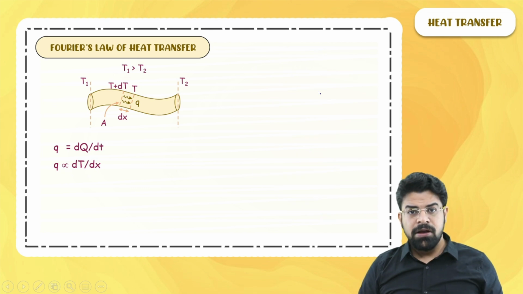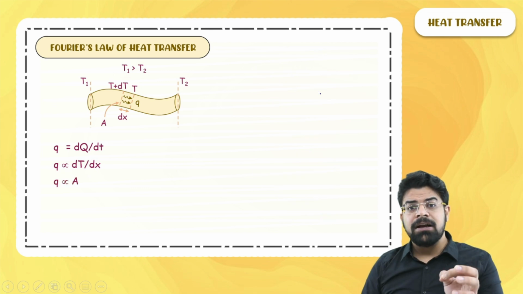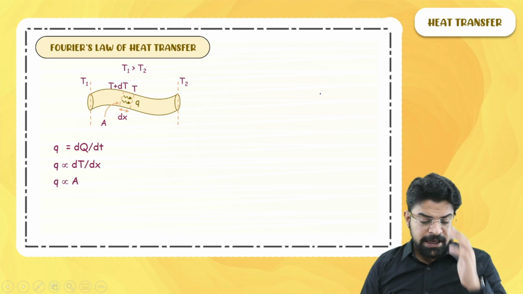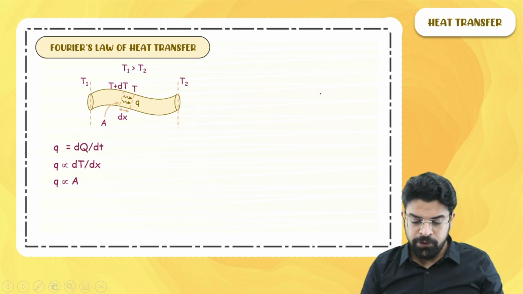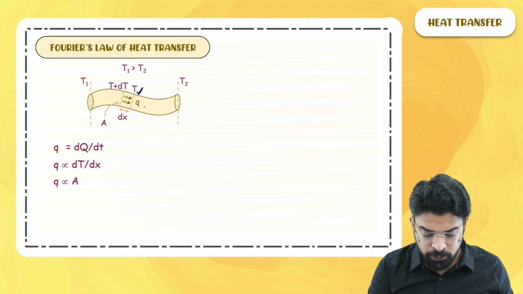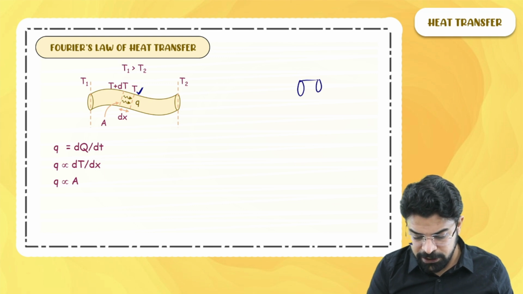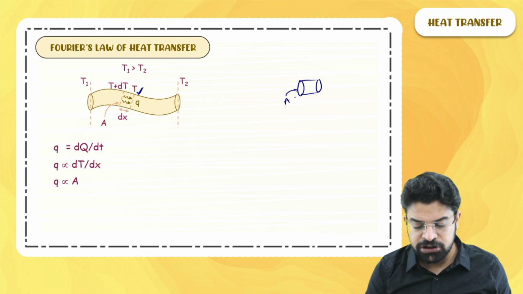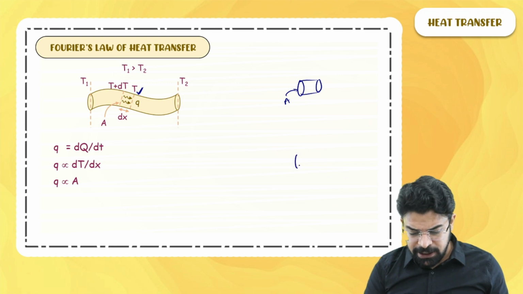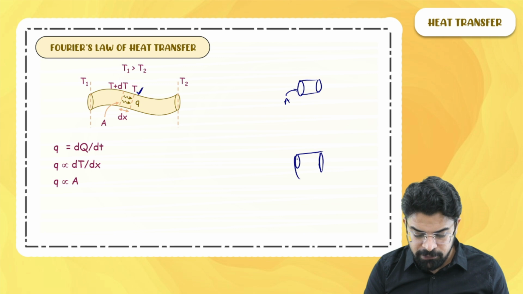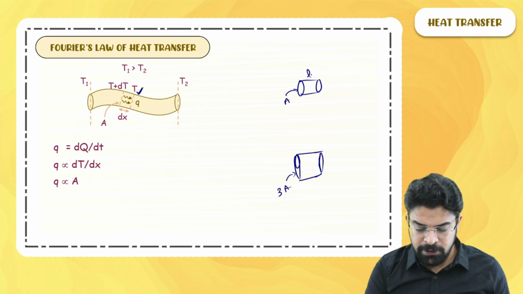Second thing, the rate of heat flow is directly proportional to the cross-sectional area available for that heat flow. So think that for the same tube, same temperature drop, in case 1, let's say you have a cross-sectional area A, and in case 2, same thickness, same temperature drop, but next time you have a cross-sectional area 3A. So same length, same material, same temperature drop.